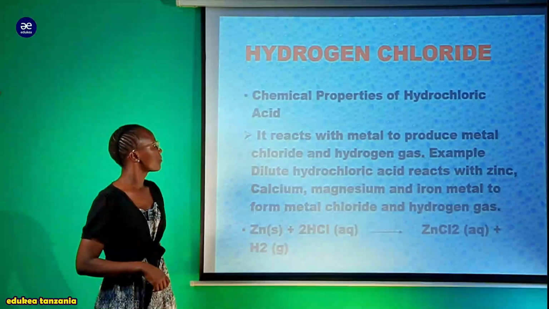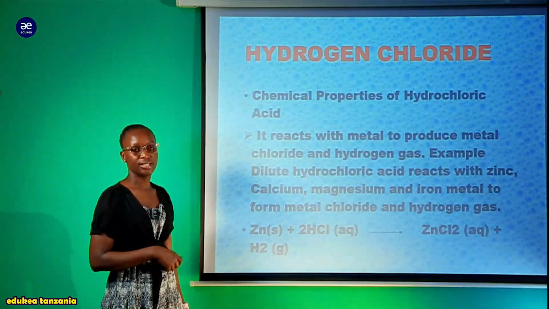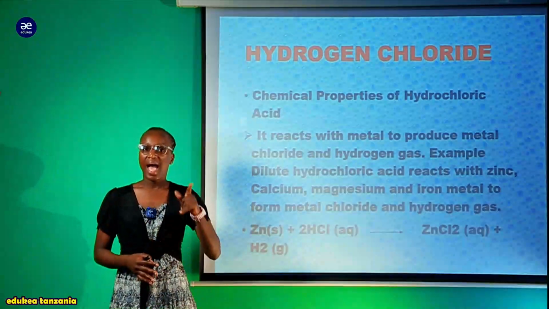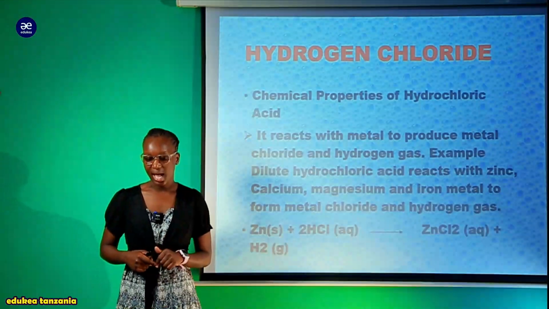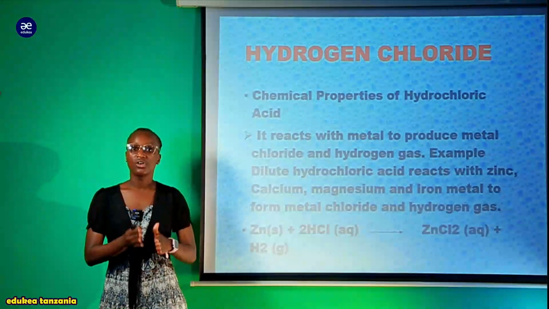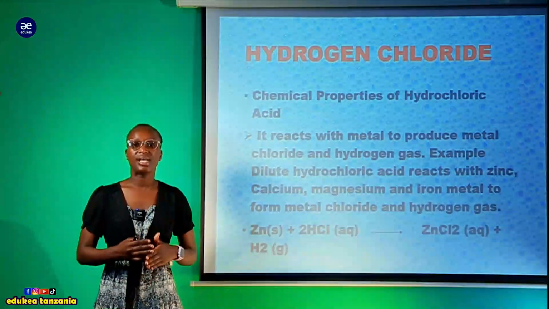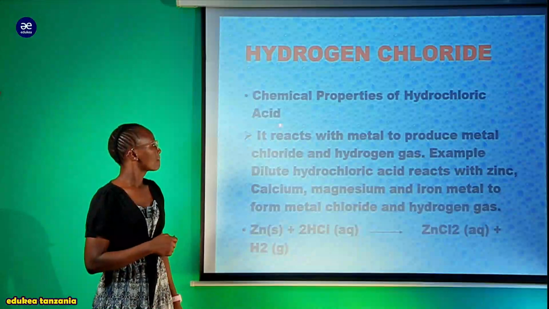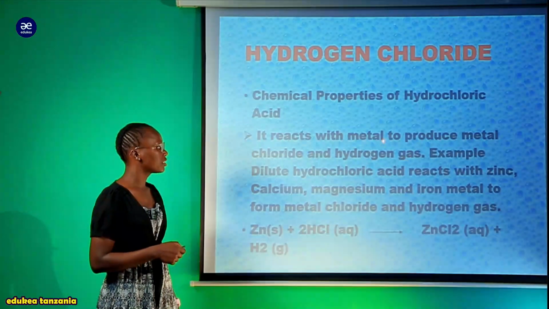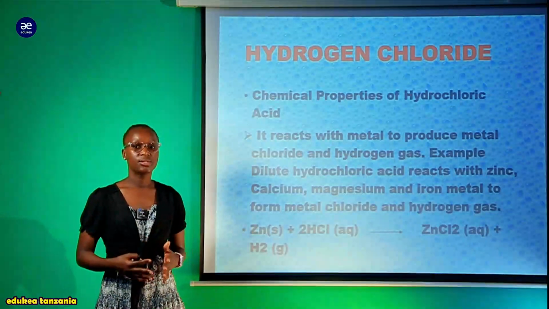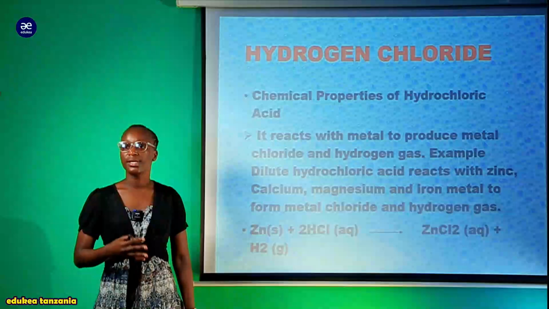Another one is now chemical properties of hydrochloric acid. My student, tumeona kwamba hydrogen chloride gas ikidissolve kwenye maji ndio tunaenda kupata hydrochloric acid. Sasa tuone sifa za hydrochloric acid. Tuone chemical properties za hydrochloric acid. It reacts with the metals to produce metal chloride and hydrogen gas, kwamba hii yenyewe ina react with metals kuzalisha metal chloride and hydrogen gas.